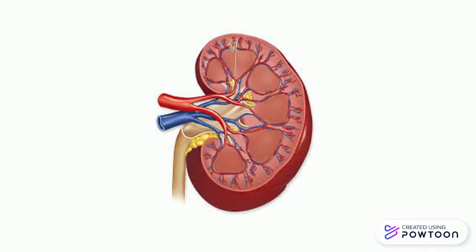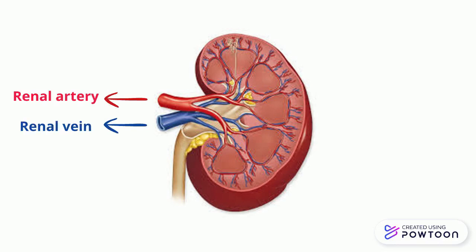The kidney is the sixth largest organ in the human body, located either side of the spine and just below the ribcage. The diagram shows a cross-sectional view of the kidney. The renal artery supplies unfiltered blood, while the renal vein takes filtered blood away.